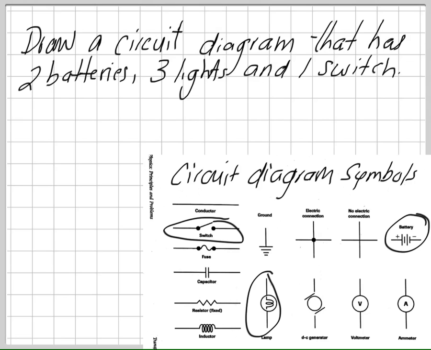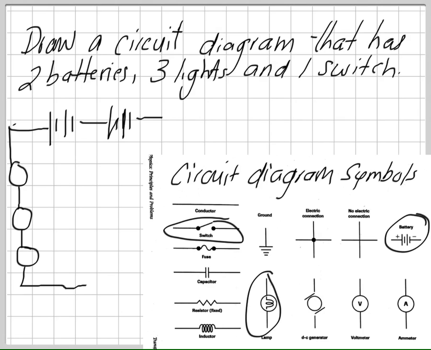So here we go. Starting with batteries. So here's my first one. Okay. Sorry about that. There's my 2 batteries, and then I want 3 lights. So here's one. You can have them all together if you want. And then 1 switch. There you go. And that's how you would draw that. Oh, let me make my little squigglies inside the lights.